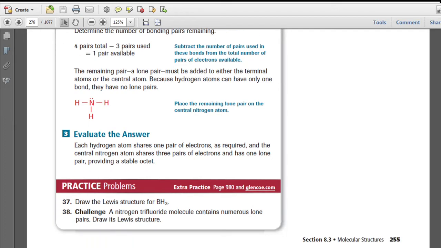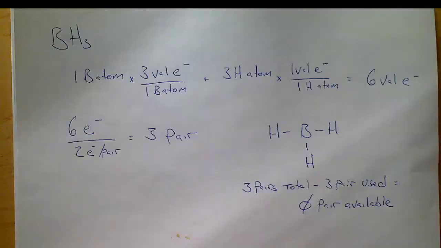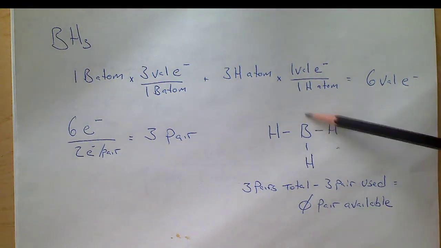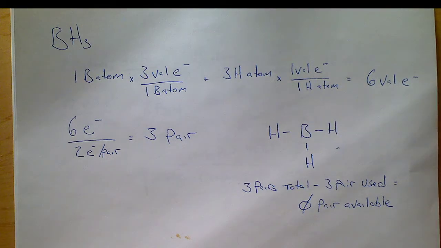All right, so I'll let you take a little practice on this. Draw the Lewis structure for BH3, boron trihydride. And if you want, pause the video and give this a try. So this is the answer for boron trihydride, and your molecule looks a little something like this. Notice how this does not have any lone pairs, and we'll talk a little later about how boron trihydride is an exception to this rule.